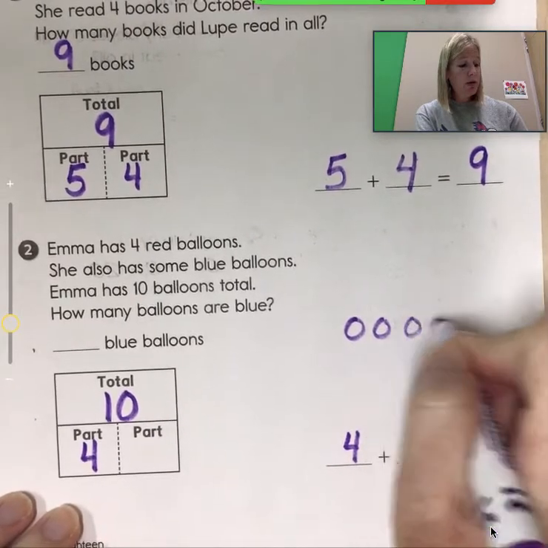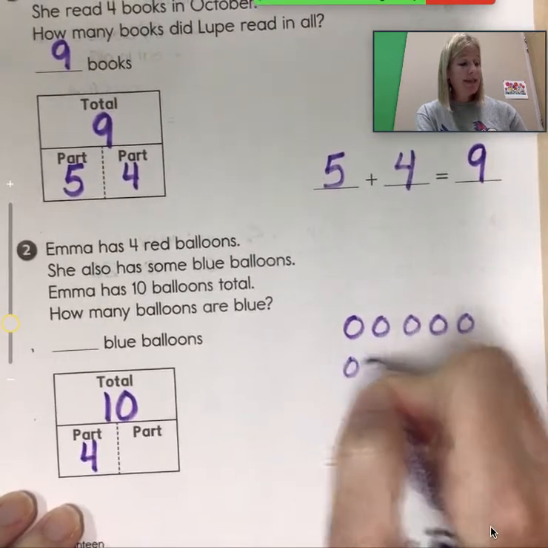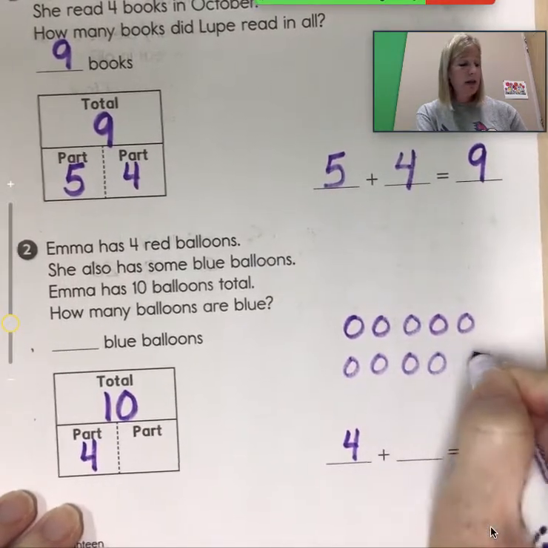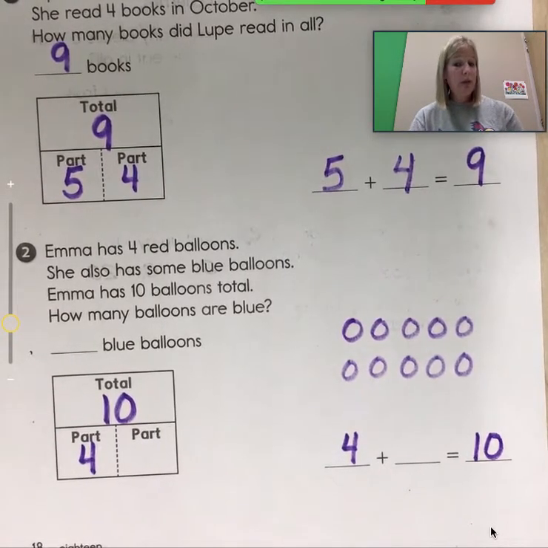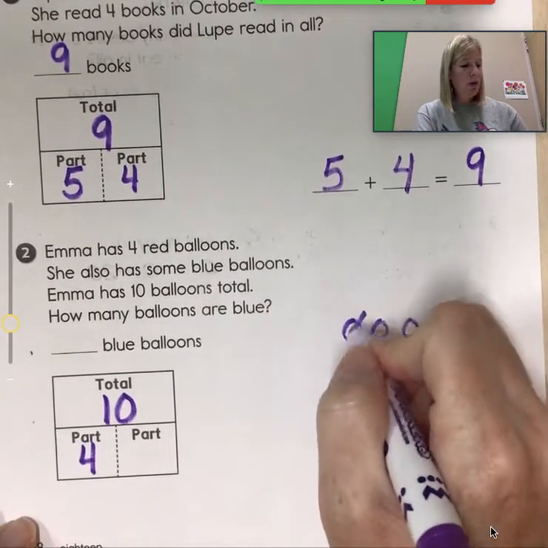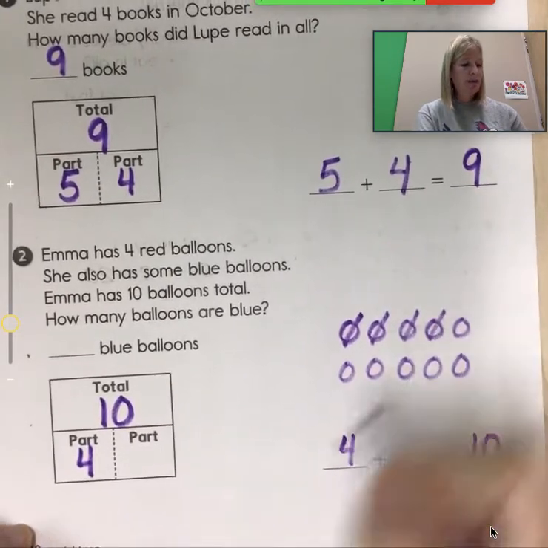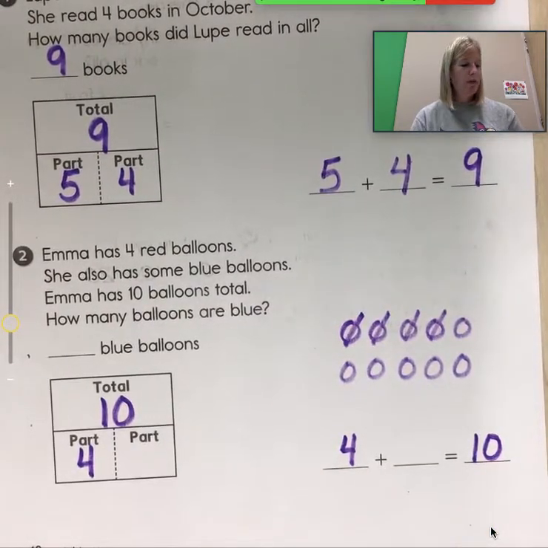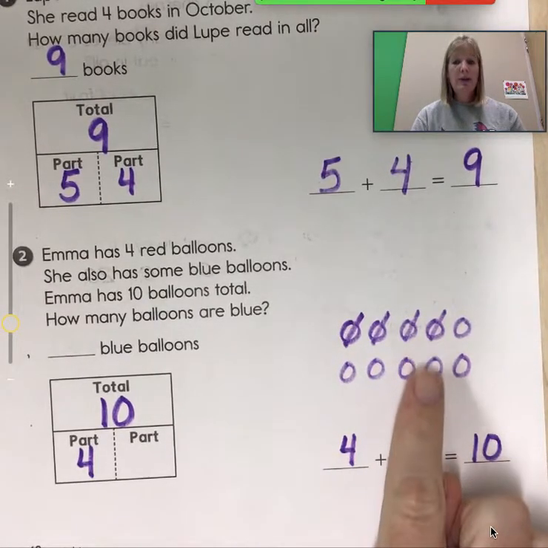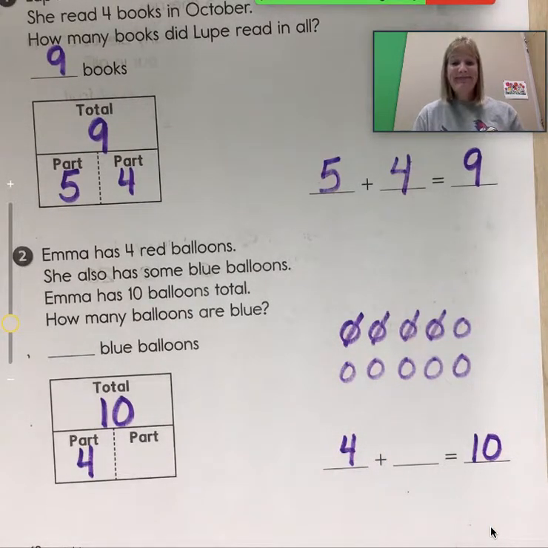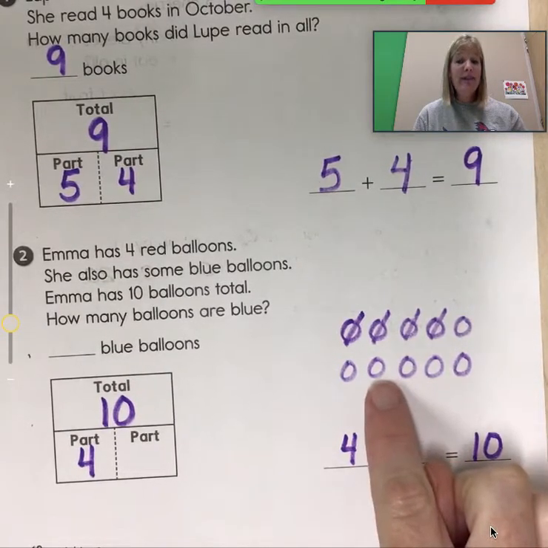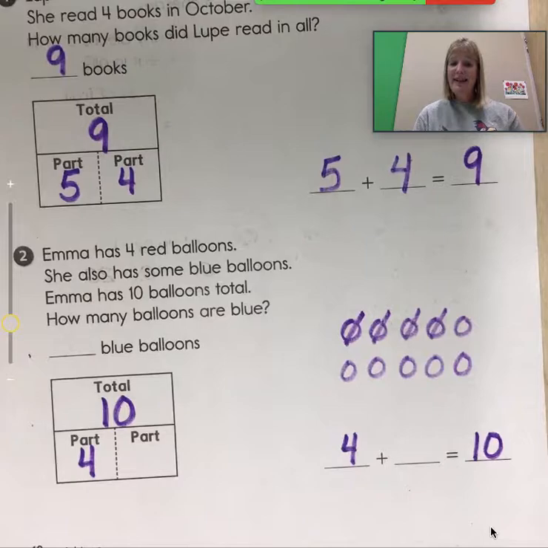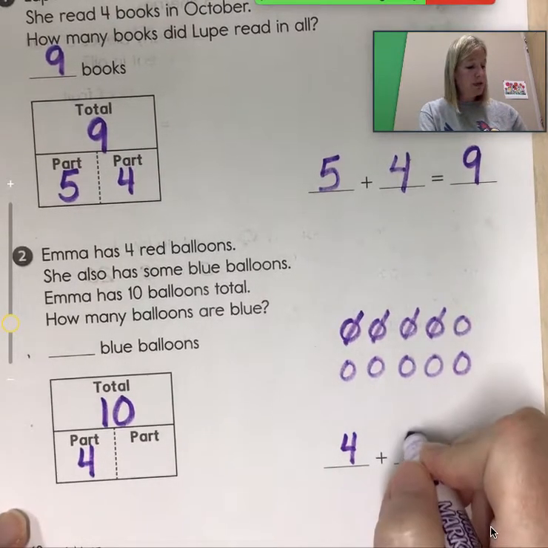1, 2, 3, 4, 5, 6, 7, 8, 9, 10. I know that 4 of them are red, so I'm going to cross out the red ones. 1, 2, 3, 4. Well, if these balloons are red, the rest of them have to be what? They have to be blue. Let's count and see how many are blue. Ready? 1, 2, 3, 4, 5, 6. 6 blue balloons.